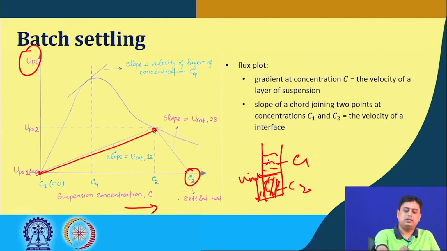Similarly, for C2 and C3, the slope of this line will give you the velocity of the interface between concentration C2 and C3. Okay. So, if you can come up with this suspension concentration plot with the volumetric flask, then the rate of falling of this interface will be easier to calculate, as well as the velocity of the layer that has a certain concentration.